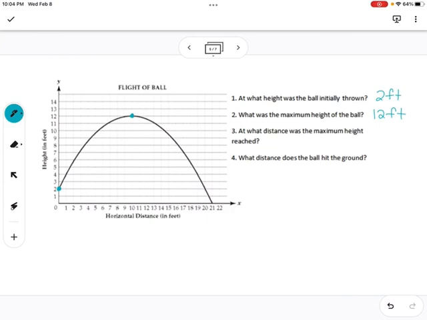Number 3 is asking, at what distance was the maximum height reached? So still looking at that same point, we have a height of 12 feet, but it's asking what the distance is. So the horizontal distance, looking at the x-axis, what that value is. So taking the same point, but going down instead of over, we notice that matches up at 10 feet.